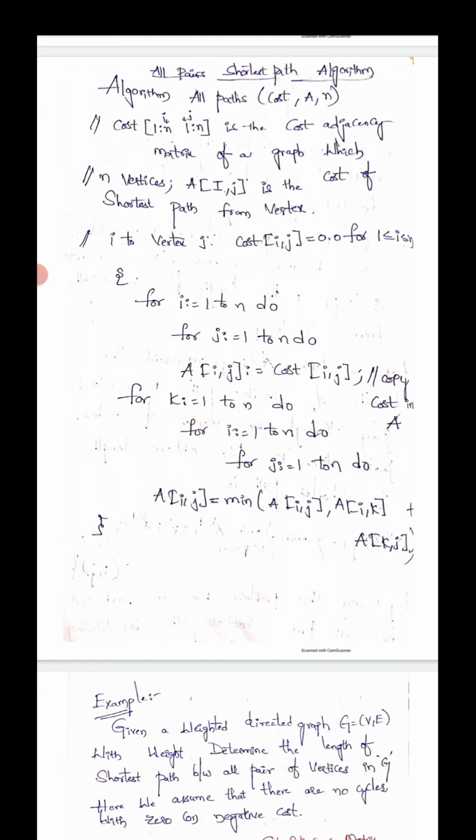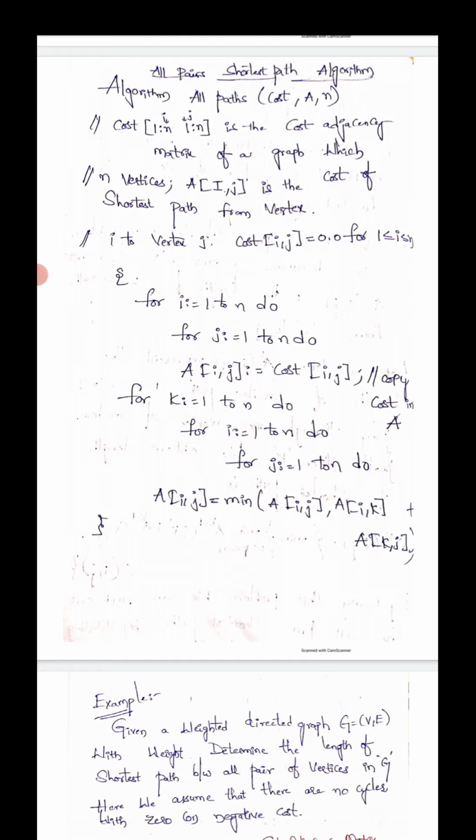A of I comma J is the cost of the shortest path from vertex I to vertex J. Listen carefully. We need to calculate the length of the shortest path between every pair of vertices. Cost of I comma J will be assigned starting with 0 for the condition 1 less than or equal to I less than or equal to N.